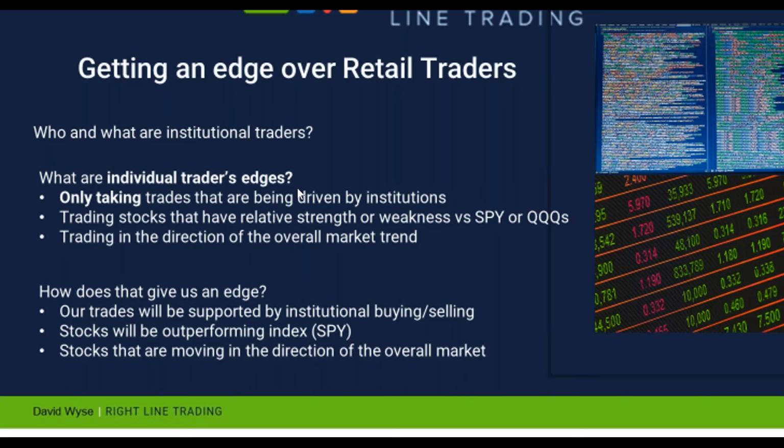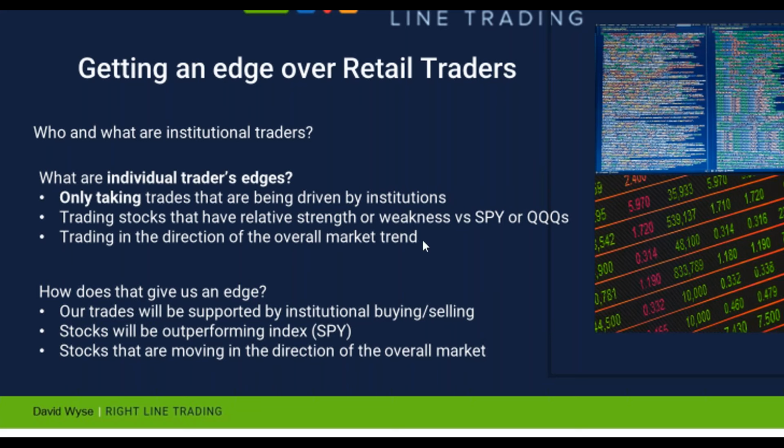retail traders. Most retail traders have no idea whether an institution is in a trade or not. They don't really know. And most retail traders don't even know about trading relative strength and relative weakness. They don't pay any attention to it. They look at a particular stock, they get focused on the 5-minute chart or the 3-minute chart, and they're trading off of that. They've got no idea whether the stock is actually outperforming or underperforming the SPY at that point in time. And it's a hugely important element that they don't have.